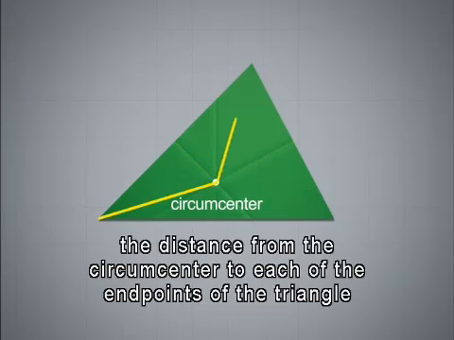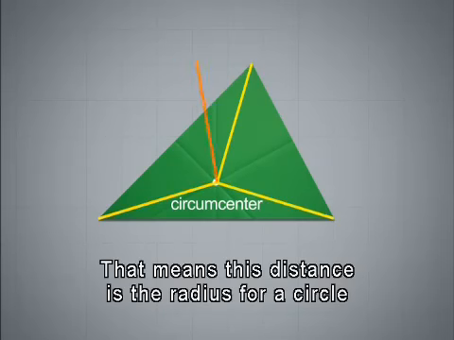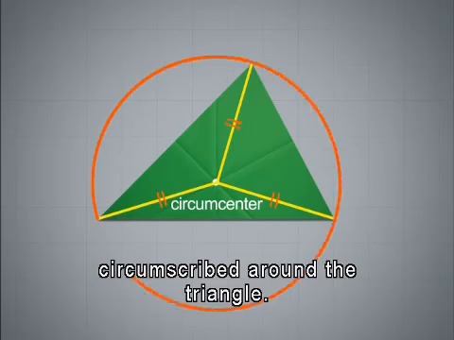Similarly, the distance from the circumcenter to each of the endpoints of the triangle are equal. That means this distance is the radius for a circle circumscribed around the triangle.